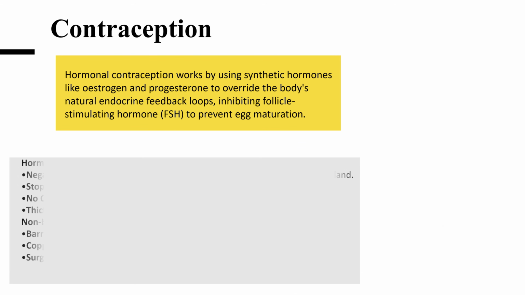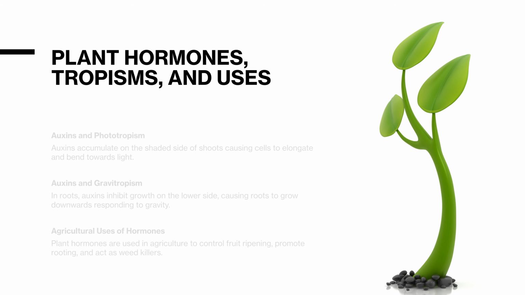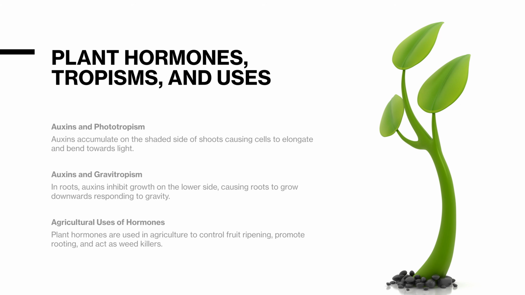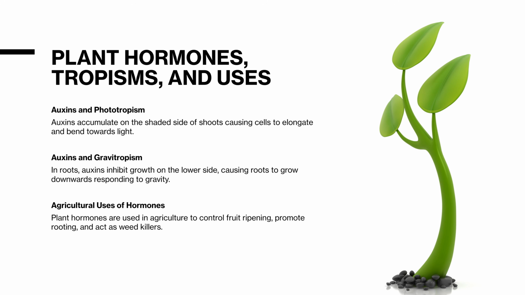Contraception includes methods to prevent pregnancy, such as condoms, hormonal pills, and intrauterine devices. Hormonal contraceptives work by stopping ovulation or fertilization, helping in family planning and reducing disease transmission. Plants also use hormones to coordinate growth and responses. Auxins encourage shoot growth, gibberellins help seeds germinate, and ethene controls when fruit ripens.